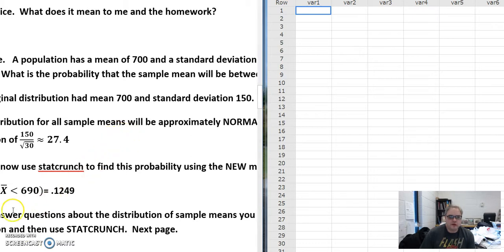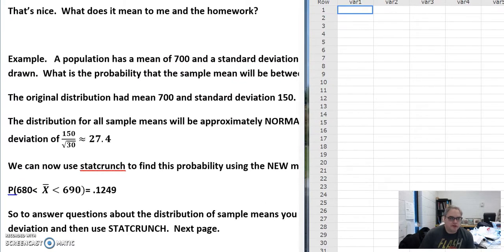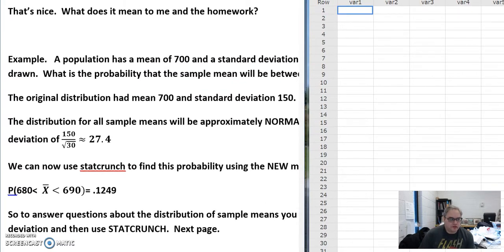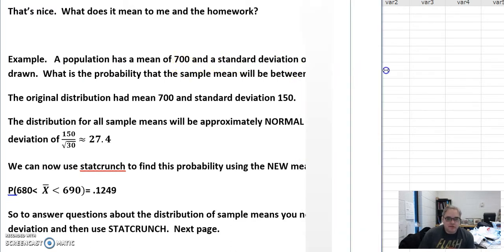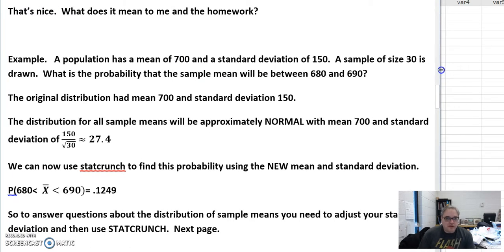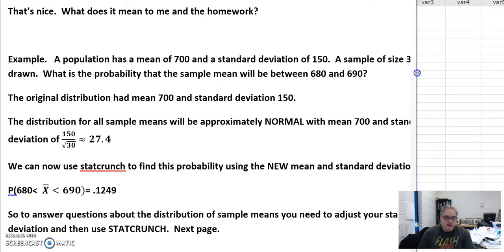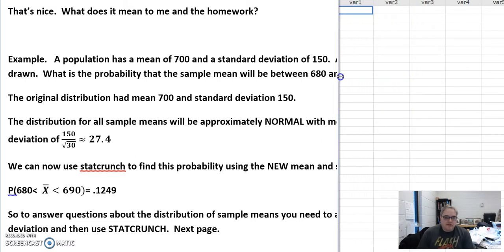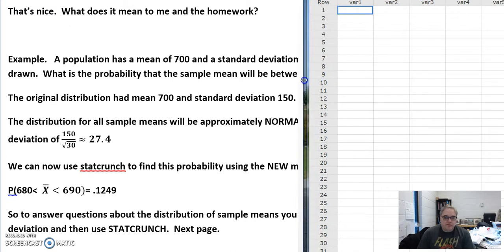Okay, I'm just going to do a quick little video relating to the central limit theorem and sampling distributions. I included these notes, and in the notes they were going to talk about a problem where the mean has value 700, standard deviation I believe is like 150. Sample size is 30, and what's the probability that a sample mean will fall between 680 and 690? So we're talking about sample means now, and that brings in the central limit theorem.